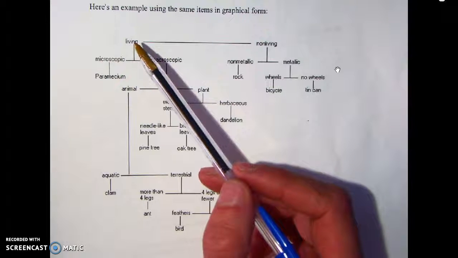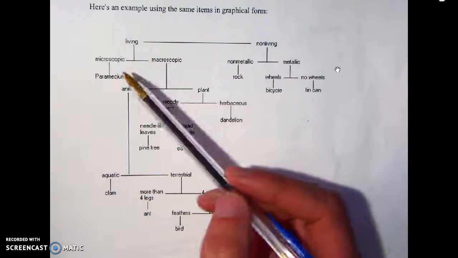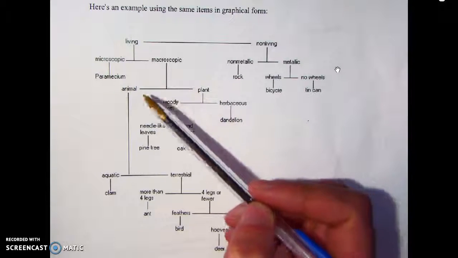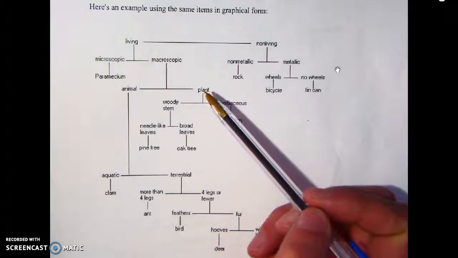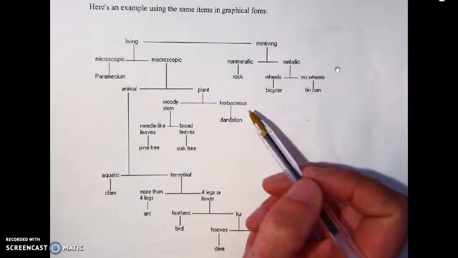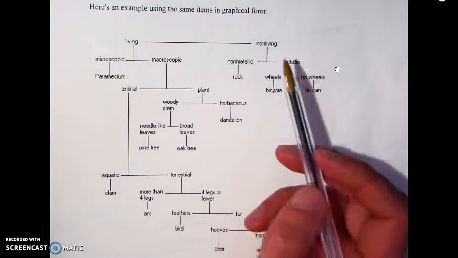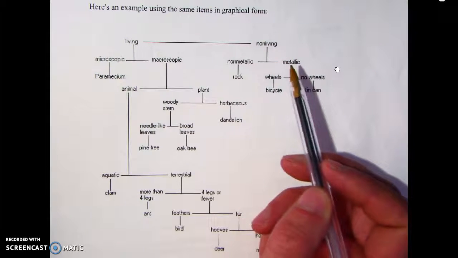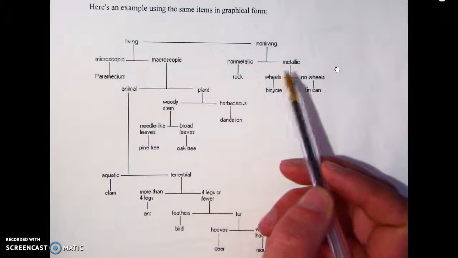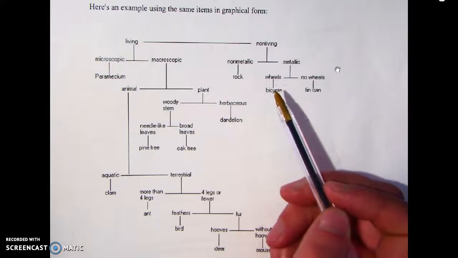So here we've got our living creatures. They would be divided into microscopic or macroscopic. If it's microscopic, then it would be the paramecium. If it's macroscopic, you can see with your eye, then it's either the animal or the plant. If a plant has a woody stem, then it would be one of these trees. If it has an herbaceous stem, that means that it's soft, then it would be the dandelion, and so on. Here are the non-living things over here. We could divide them into metallic and non-metallic. If it's non-metallic, not like a metal, then it's a rock. If it's metallic, made out of metal, then we have the wheels, no wheels, bicycle, tin can, and so on.